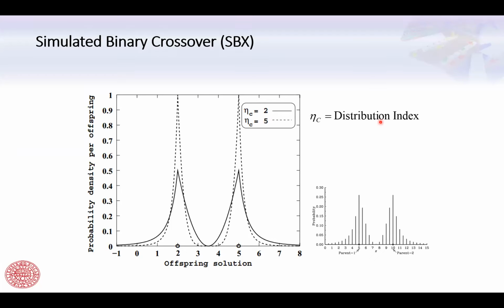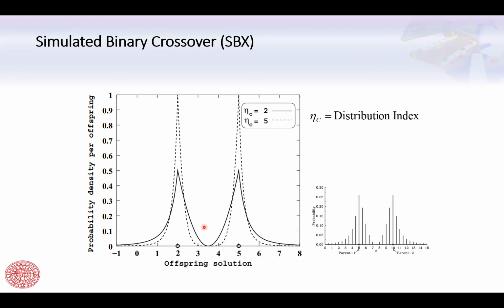So what does this distribution index do? Look at the value here. If you have a solid line, it means there is a value of 2. And if you get a higher value, like 5, it will be the dashed line. When you look at this figure, you should ask yourself, what value of this distribution index will give you a higher chance that you will fall into a range or value that is closer to one of the parents? I give you like 5 seconds to look at that and think about that.